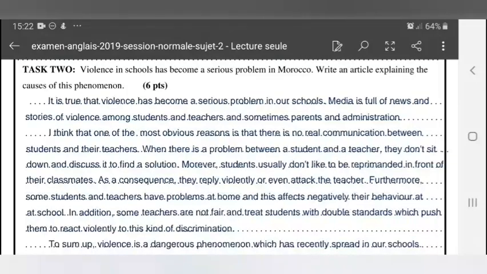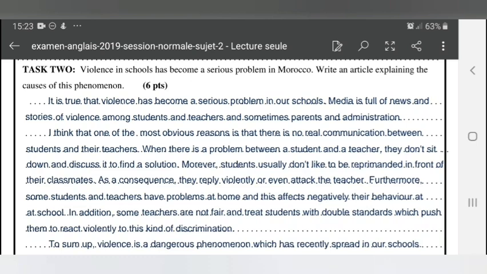Okay, so the task, as you see, is taken from the national exam 2019. Violence in schools has become a serious problem in Morocco. Write an article explaining the causes of this phenomenon. We need to understand that we're going to write an article, not a paragraph. So we're going to write a group of paragraphs. In our case here, we need 3 paragraphs. The first one is the introduction, and we need a body. The body here will be just about causes. We don't need effects, we don't need solutions, and we need a conclusion, right? So let's get started. The first paragraph is the introduction.